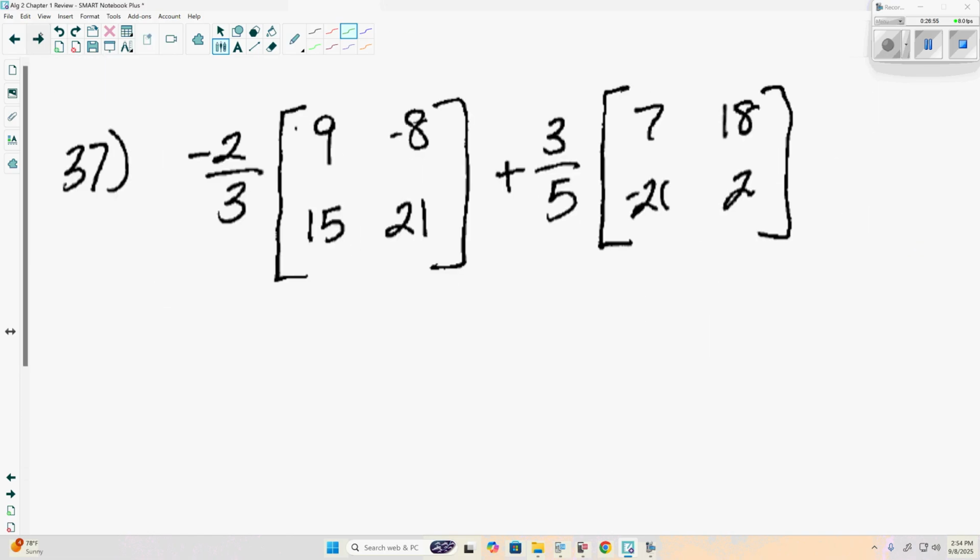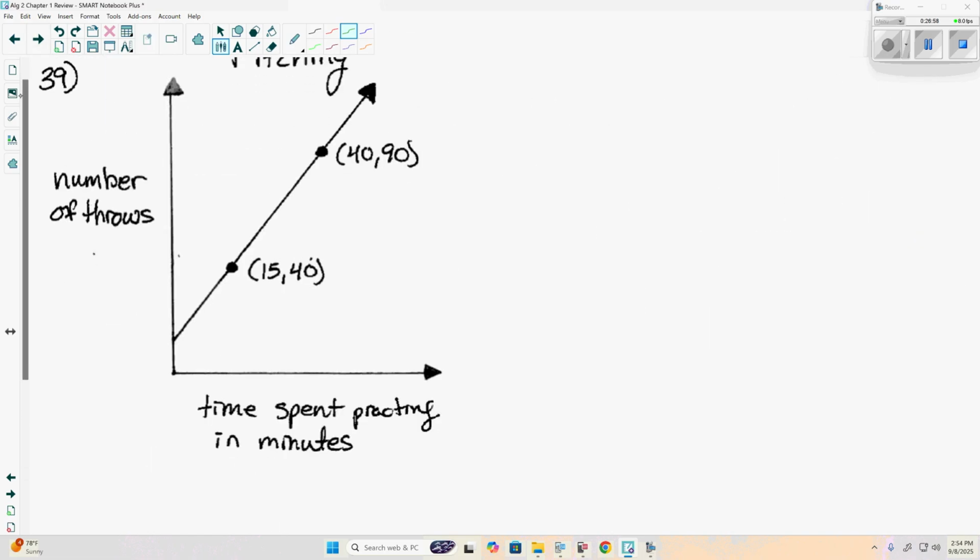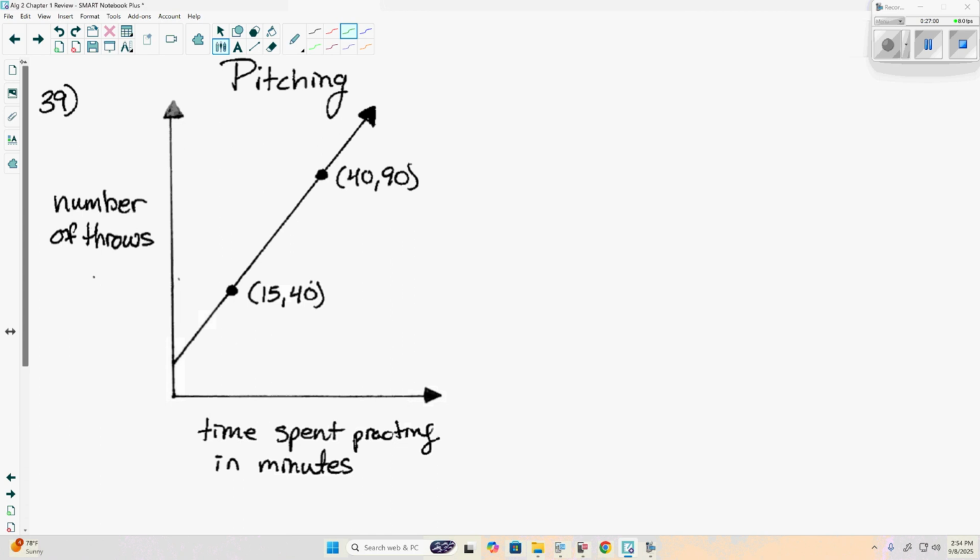All right, if we feel comfortable with matrices, we're going to look at the last problems. Write the equation of a line and describe the slope. So we're looking at 39. Now on the test, you will not have to describe the slope. You just need to find the equation of the line.